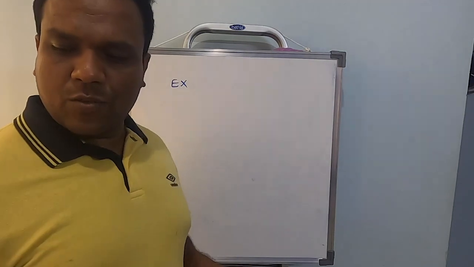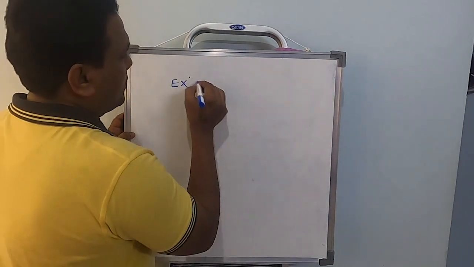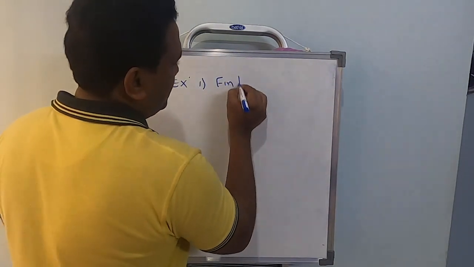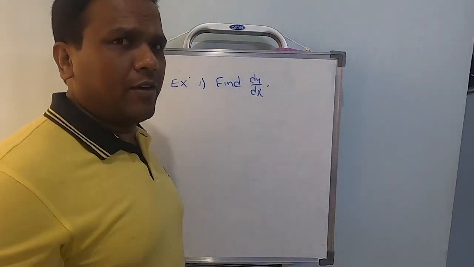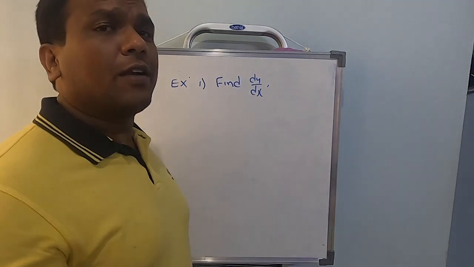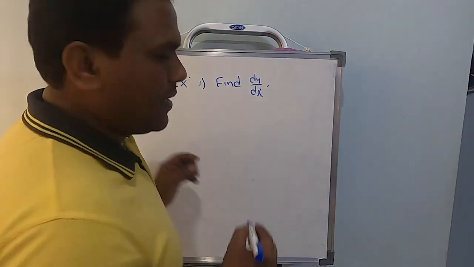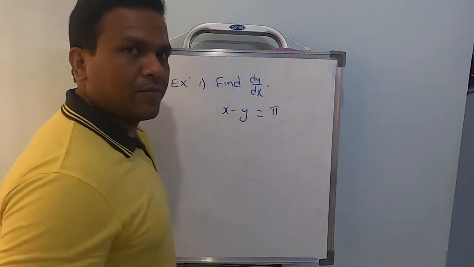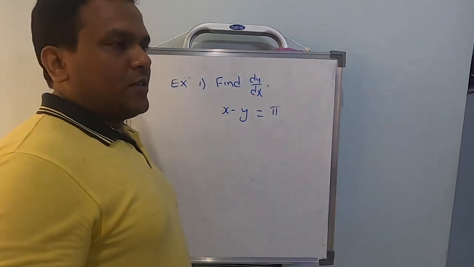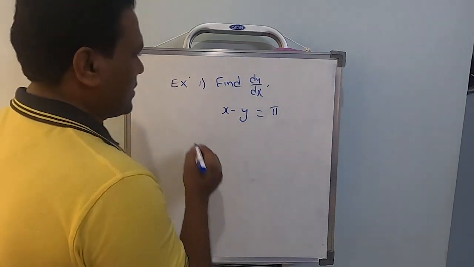So let's consider the first one. They said find dy by dx. They only tell you find dy by dx because the function will include a term of y. Find dy by dx if x minus y is equal to pi. I will explain 2 methods for this one.